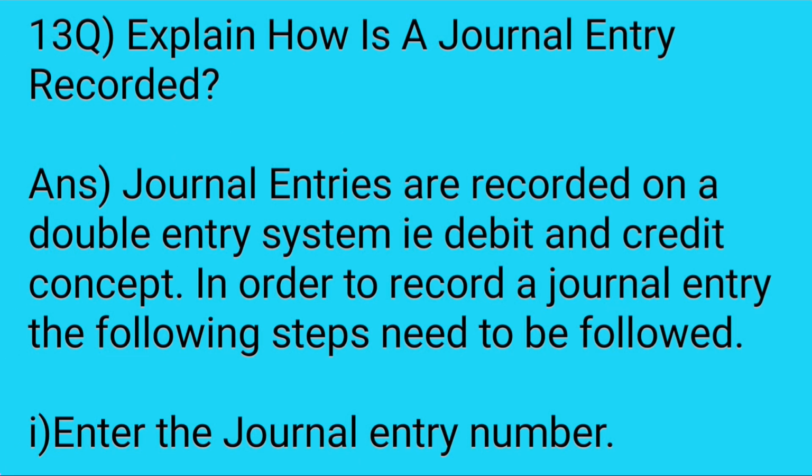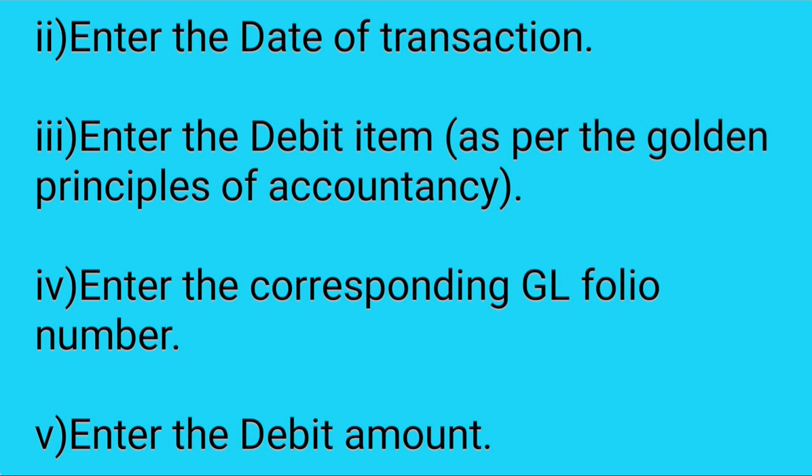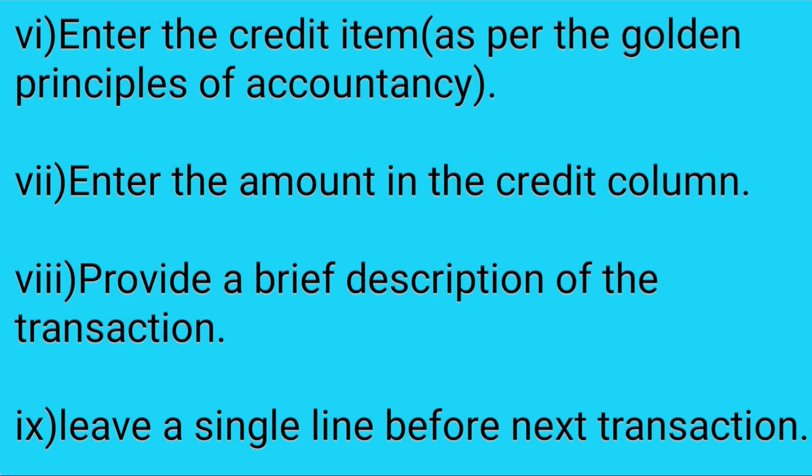Explain how a journal entry is recorded. Journal entries are recorded on a double entry system, that is, debit and credit concept. In order to record a journal entry, the following steps need to be followed. Enter the journal entry number. Enter the date of transaction. Enter the debit item as per the golden principles of accountancy. Enter the corresponding GL folio number. Enter the debit amount. Enter the credit item as per the golden principles of accountancy. Enter the amount in the credit column. Provide a brief description of the transaction. Leave a single line before the next transaction.